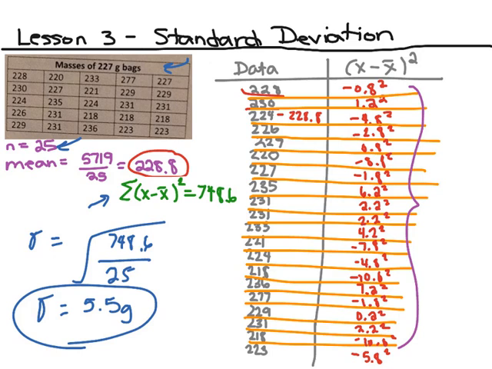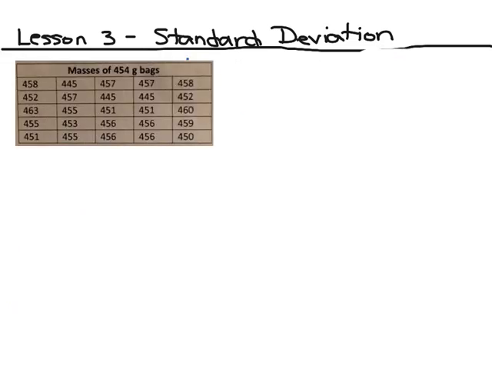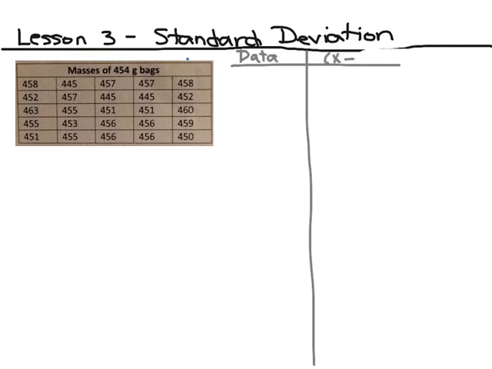It's a lot of steps, and it takes quite a bit of time, but if you just go slowly and neatly and clearly do your work in a table, you shouldn't make any mistakes. So we're going to try it again for the next one. Okay, so we have 454 gram bags. Let's see if I can fit it into one side this time. We have the data, and then x minus x bar squared. First we need to find the mean. Our n we know is 25, same as last time.